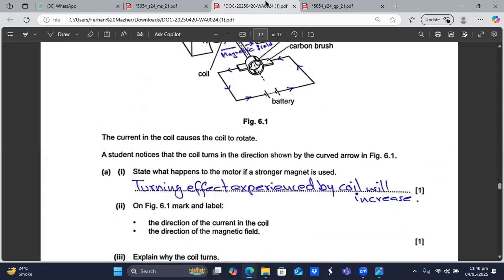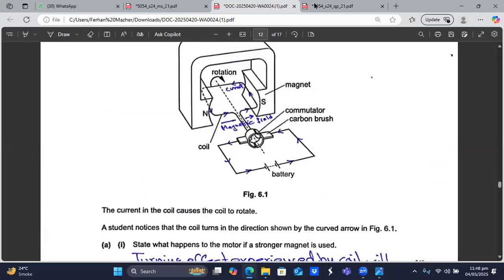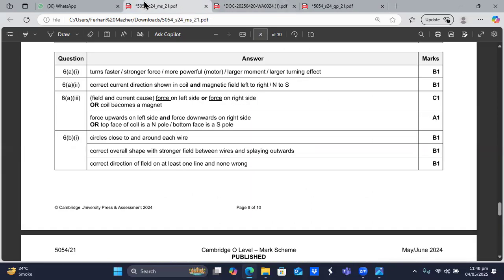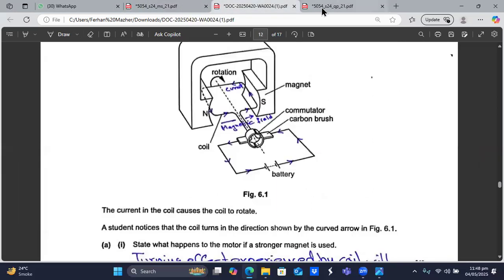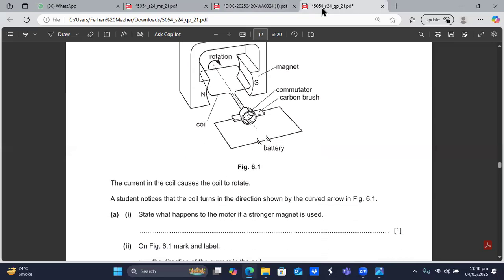Let me show you. I have done this. So the current is going from the positive terminal of the battery, and the magnetic field is going from north to south. I hope you can understand this.